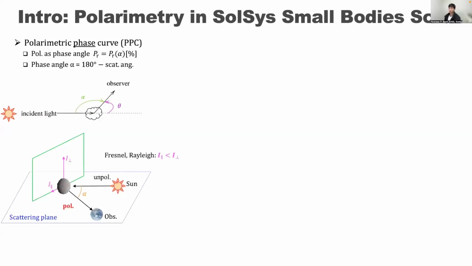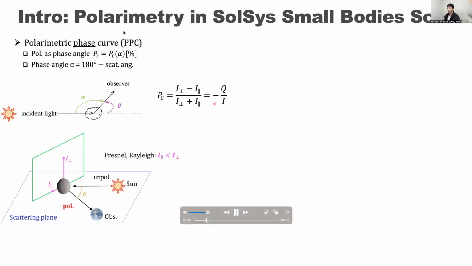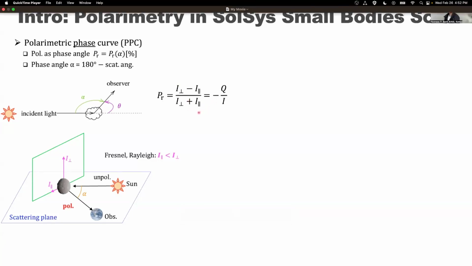When the unpolarized sunlight is illuminating the small body and it is scattered on the surface, then the scattered light will be polarized. And this polarization can be described by the intensity perpendicular and parallel with respect to the scattering plane. For Fresnel or Rayleigh reflections, this perpendicular intensity will be higher than that of the parallel intensity. So it will be natural to define the polarization degree as perpendicular minus parallel divided by the sum of them, which is minus Q over I in Stokes parameter language.